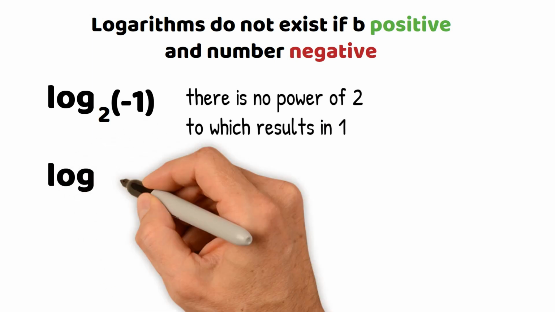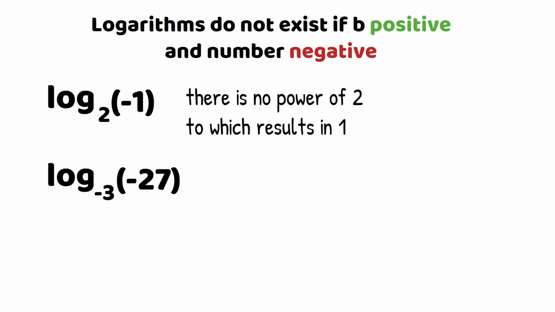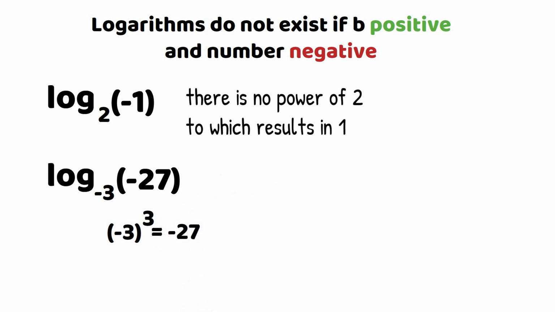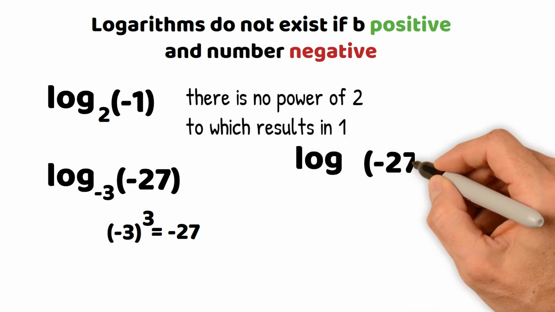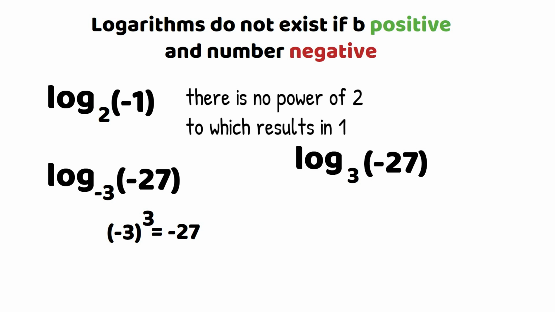For example, the logarithm of negative 27 with a base of negative 3 is fine, since negative 3 to the third power is negative 27. But you cannot have, for example, the logarithm of negative 27 with a base of positive 3, or any other positive number for that matter.